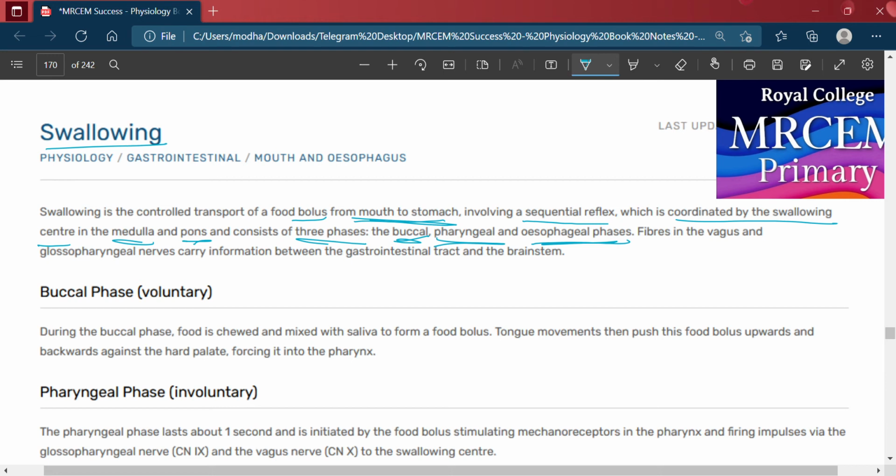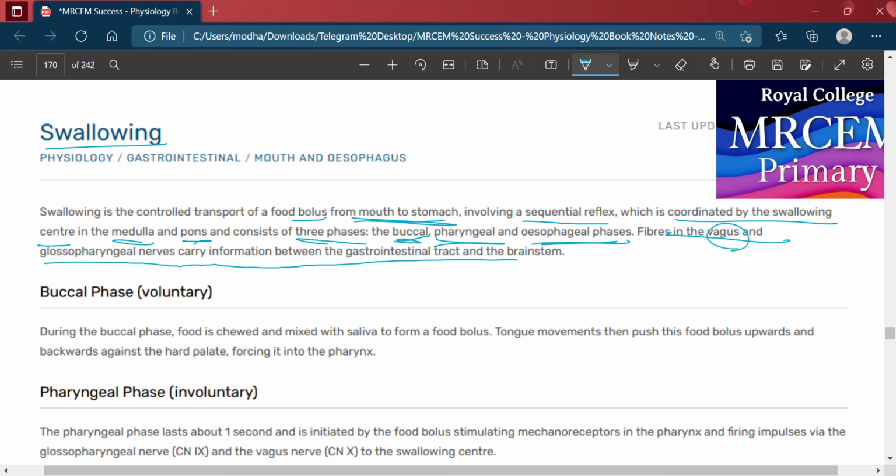Fibers in the vagus and glossopharyngeal nerves carry information between the gastrointestinal tract and the brainstem.